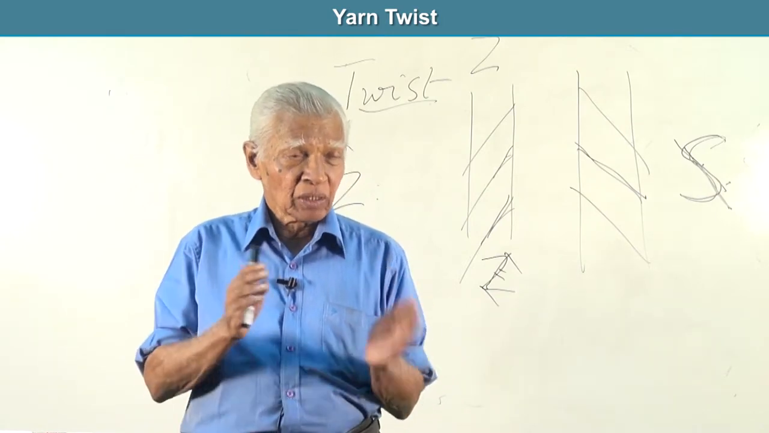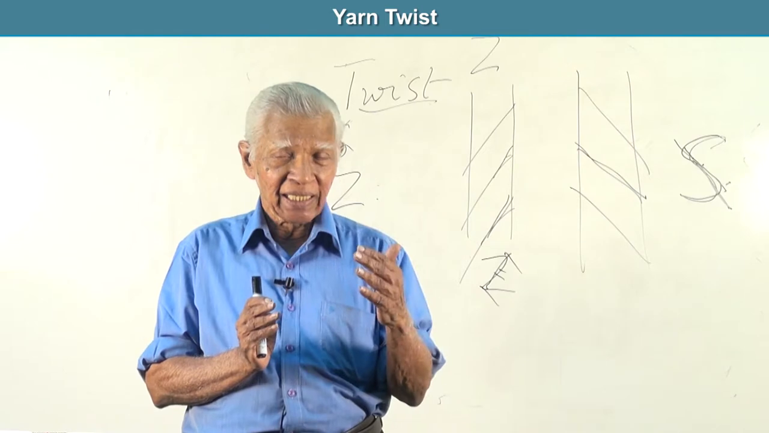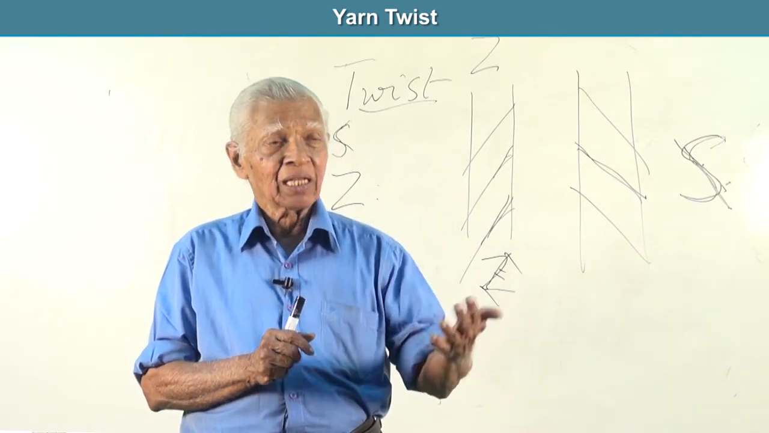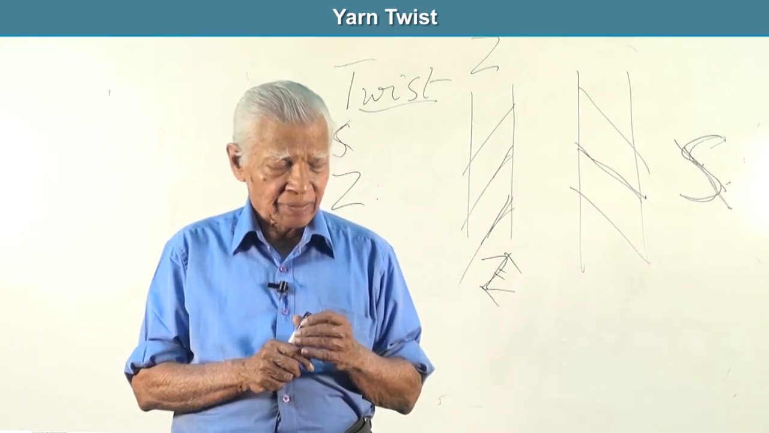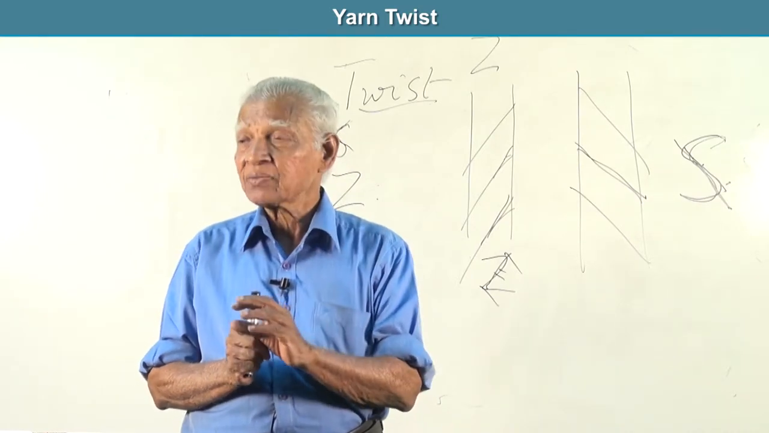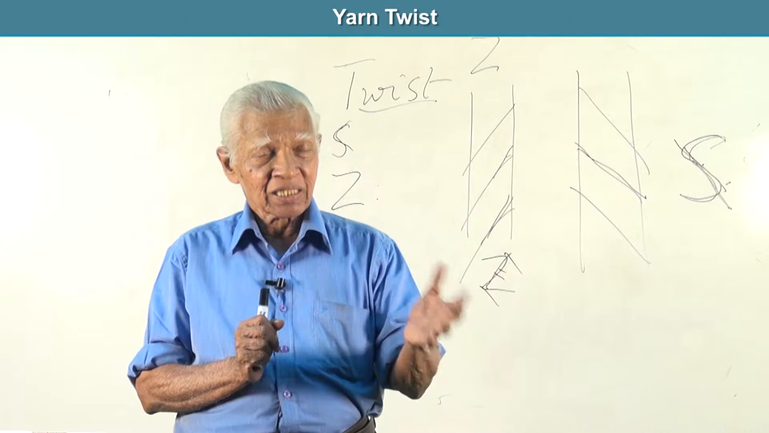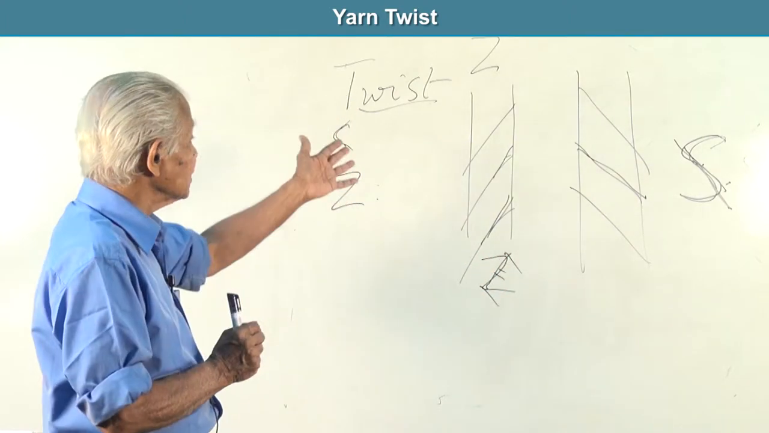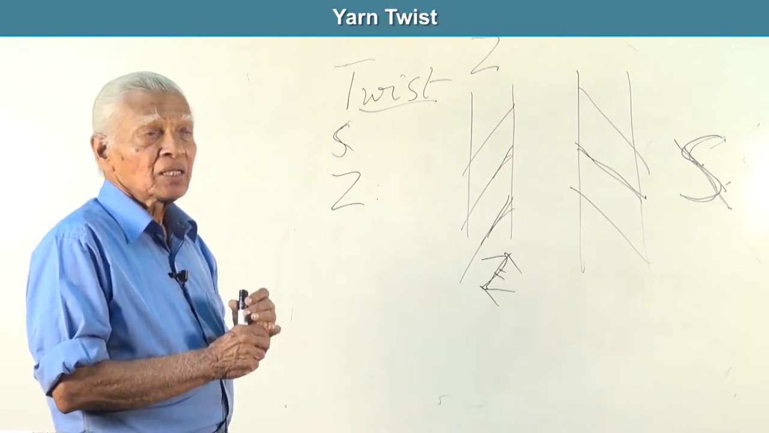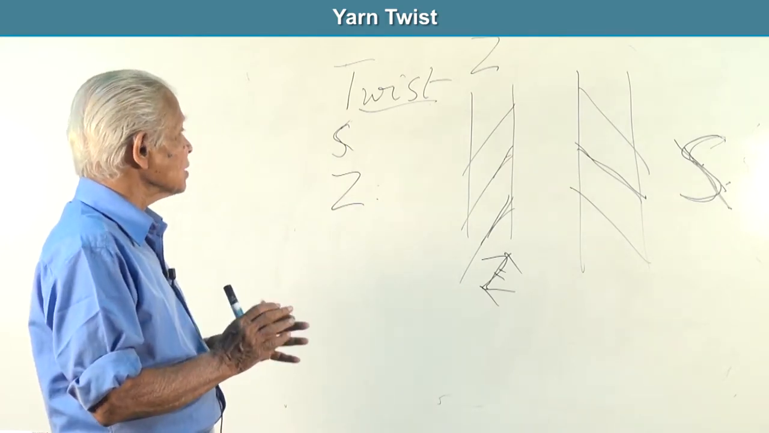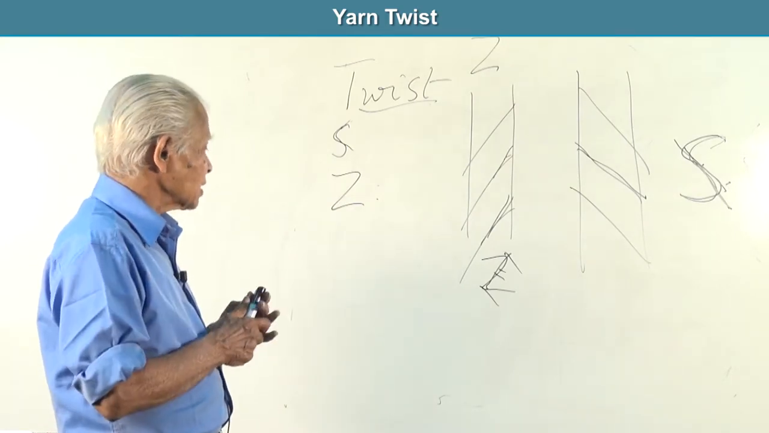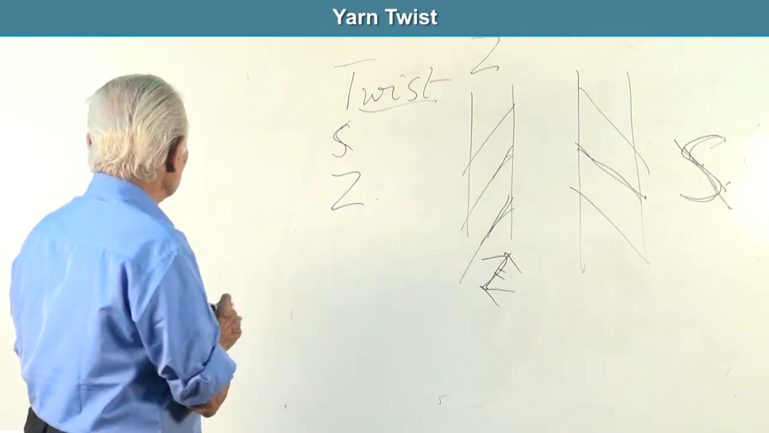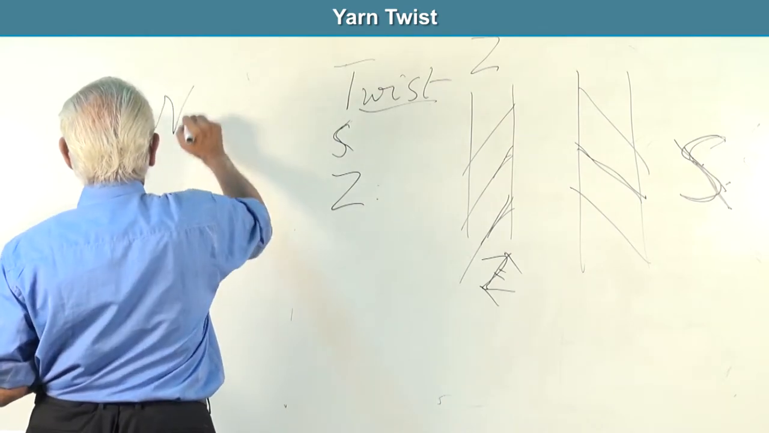So they wanted to distinguish between the khadi yarn and the yarn produced by a well-organized sector. That is the reason why khadi yarns were given S twist, and the yarns which are produced by the organized spinning mills are given the Z twist. So Z twist is the one that is given normally in the spinning mills. And the size of the mills is also represented by the number of spindles.